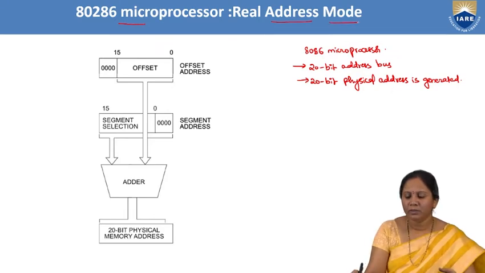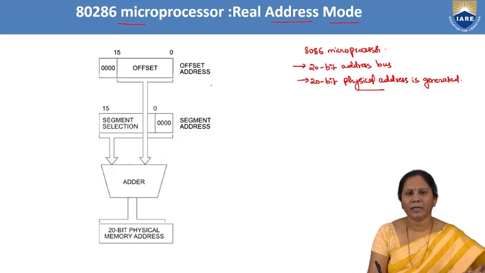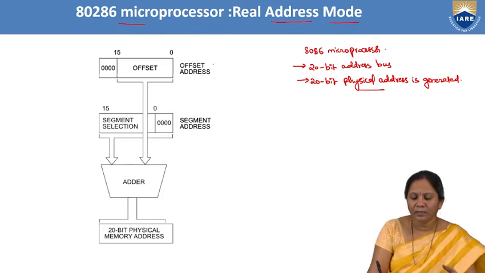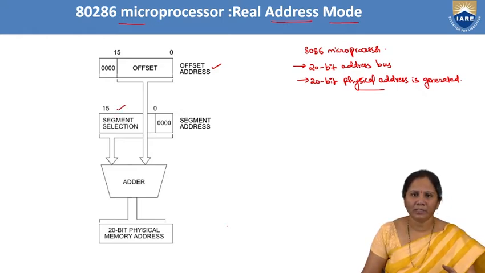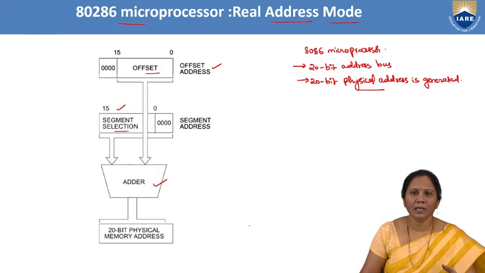Now coming to real address mode, here it will be generating a 20-bit physical address. We have learned how to calculate it: considering the segment address, we make a 4-bit shift towards the left side, and to that value we add the offset address. Together this gives the 20-bit physical address. So here we have the offset address and the segment address, and adding them gives the 20-bit physical address.